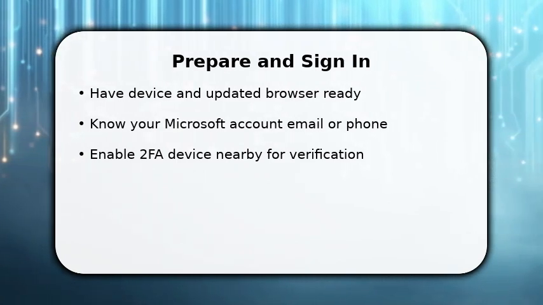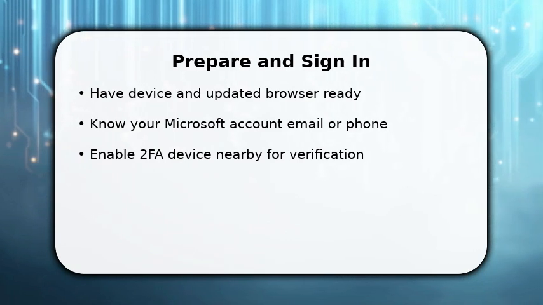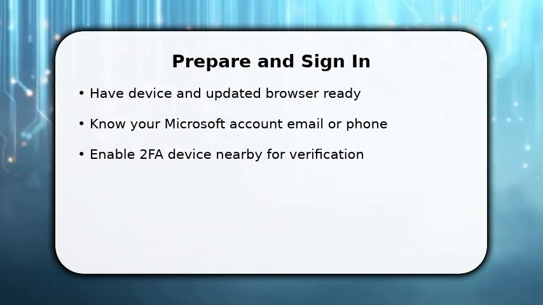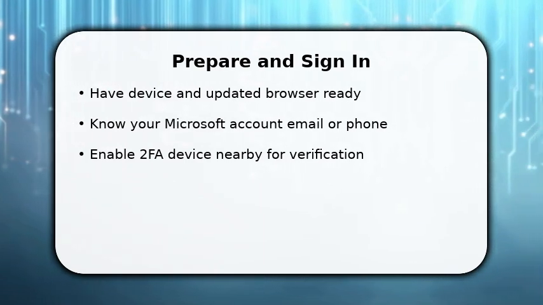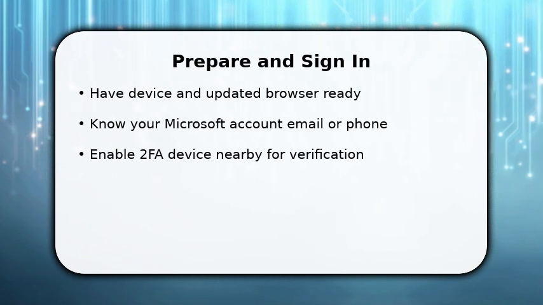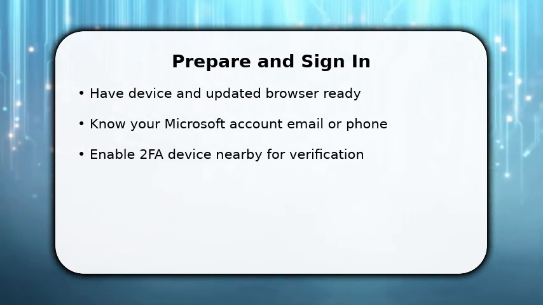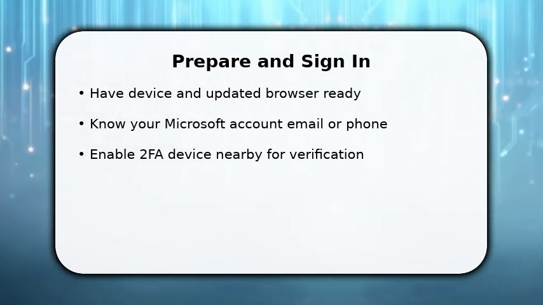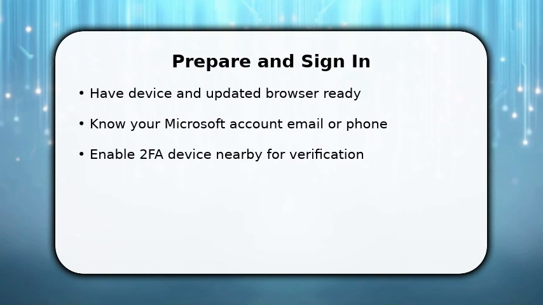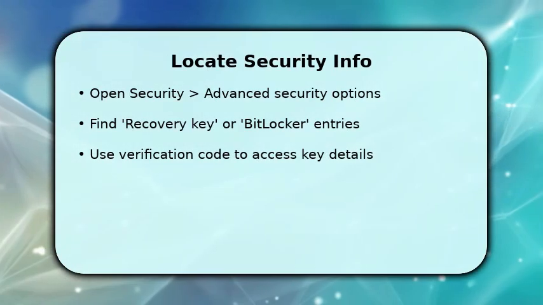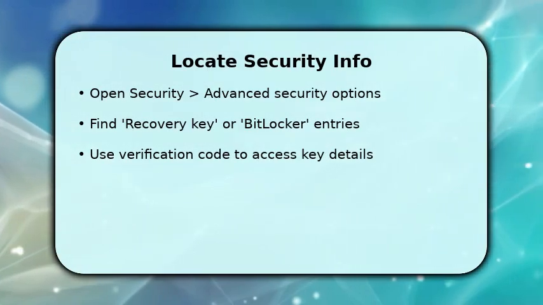Once signed in, make sure two-factor authentication is available and your phone or authenticator app is nearby. You'll need the code. Open a new tab for security settings so you can switch back if prompts appear. If a permission dialog appears, allow it to view security info. This step ensures you can access the recovery key area. Next, navigate to security, then advanced security options.